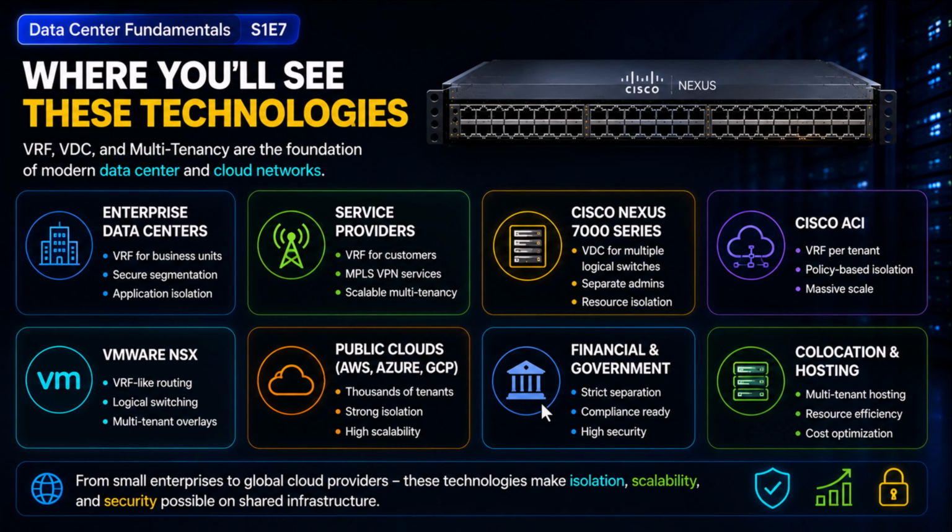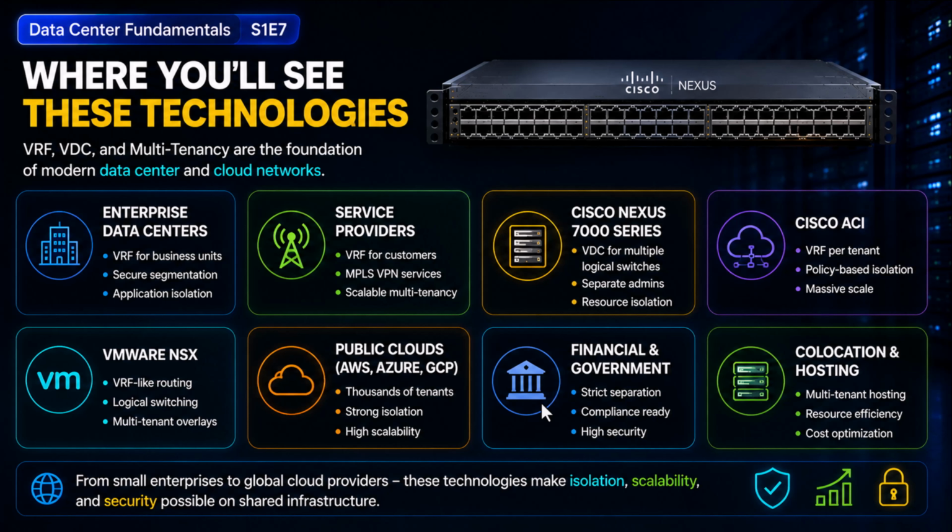Cisco ACI uses tenants, VRFs, bridge domains, endpoint groups, and contracts to create policy-based multi-tenant environments. VMware NSX provides similar ideas through software-defined logical switching and routing. Public cloud providers such as AWS, Microsoft Azure, and Google Cloud also use large-scale multi-tenancy. Thousands of customers share the same cloud infrastructure while their virtual networks remain isolated.